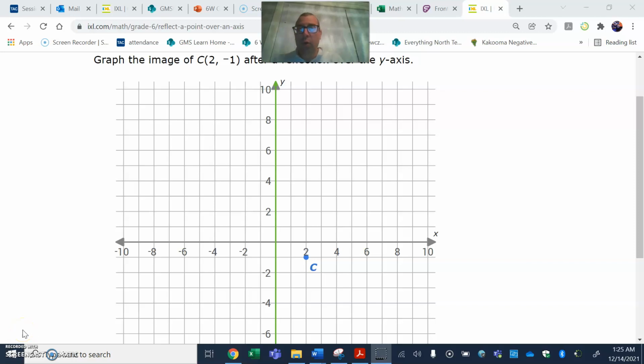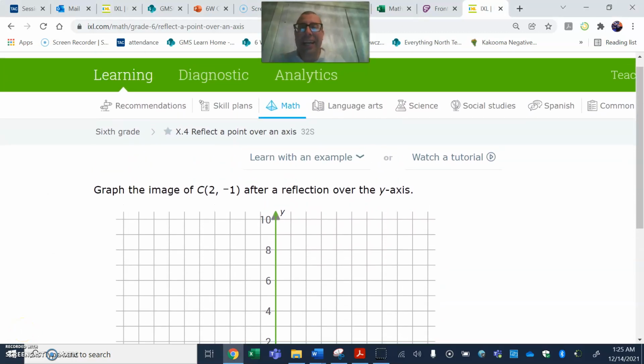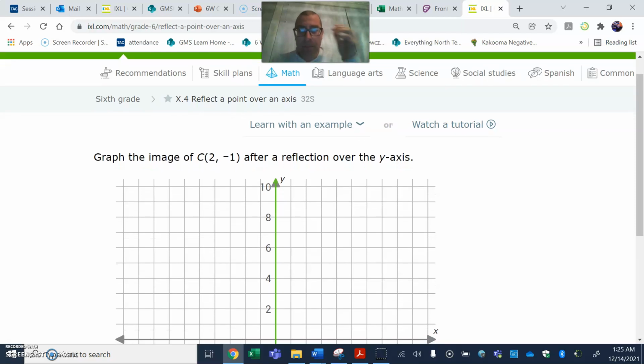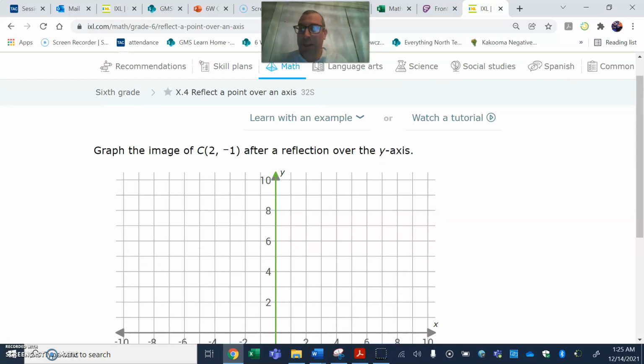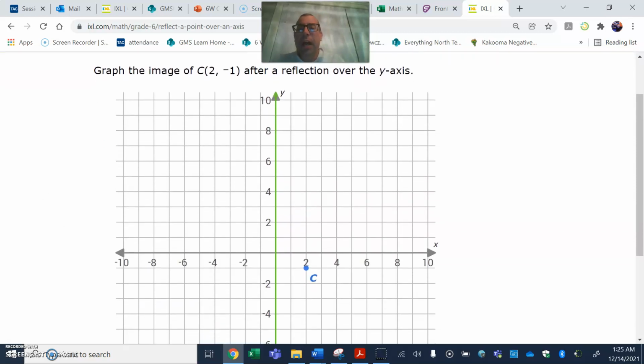Hey everyone, so right now we are currently in IXL X4 where we are reflecting a point over an axis. Like we saw in our notes, it's simply about being the same distance away in order for it to be a reflection. So graph the image of the point C, ordered pair (2, -1), after reflection over the y-axis.